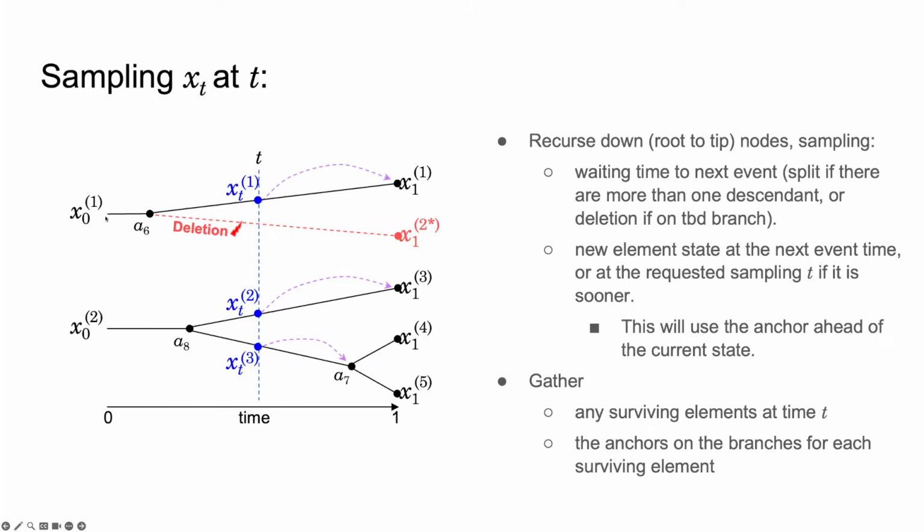But the algorithm is you sample your waiting time and then you update your state. And then if the event was a split event, you duplicate your state and you attach each copy of the state to a different branch and you recurse down there. So it's this recursive sampling scheme, it's still linear in the number of elements at the end. It's very efficient to sample from. And what you do is you collect any surviving elements at the time that was requested.